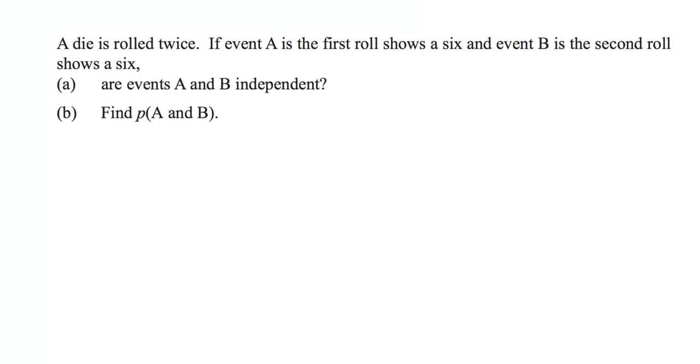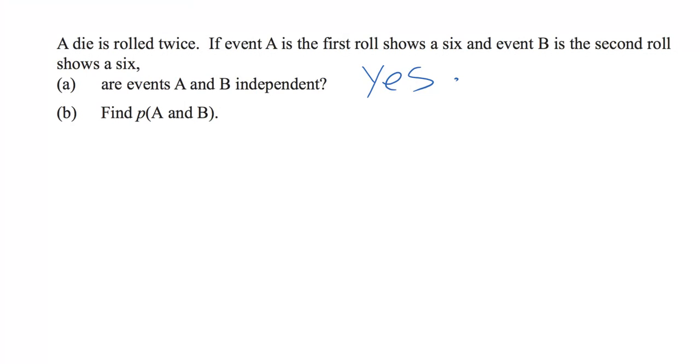A die is rolled twice. Event A is the first roll shows a 6, and event B is the second roll also shows a 6. Are they independent? Yes, of course they are, because the first roll of the dice does not influence the second roll, so they are independent. It doesn't change that probability.